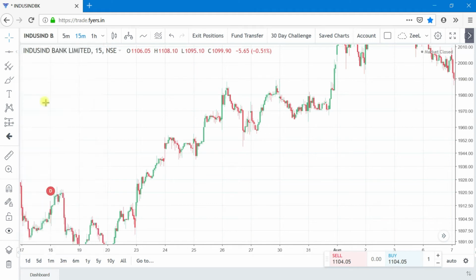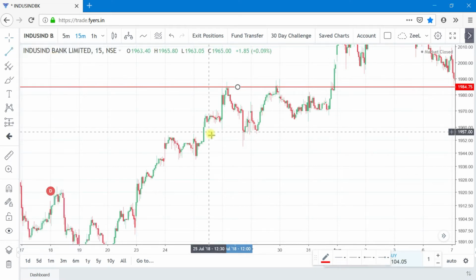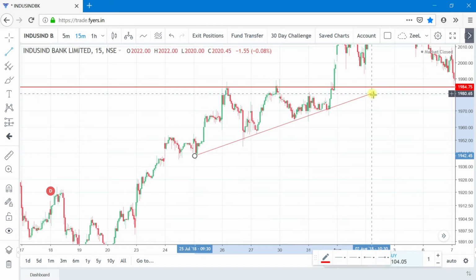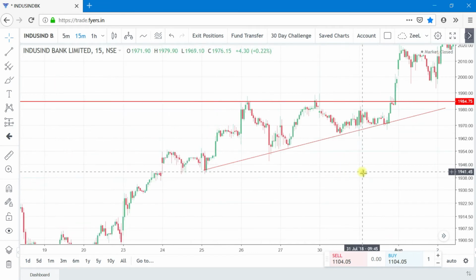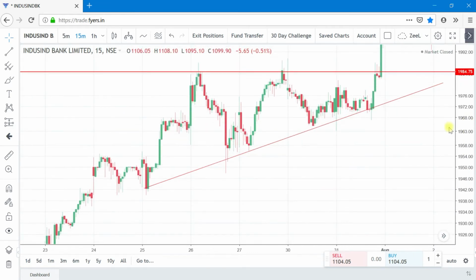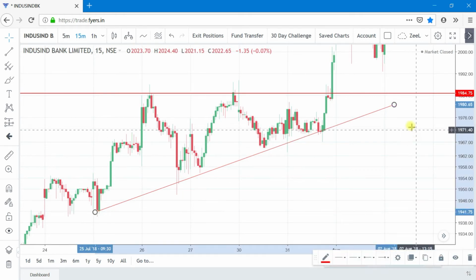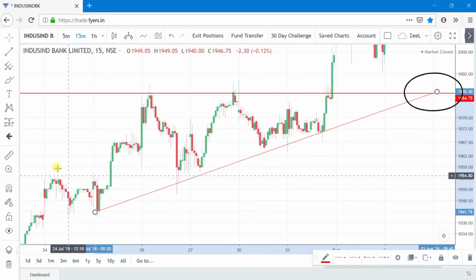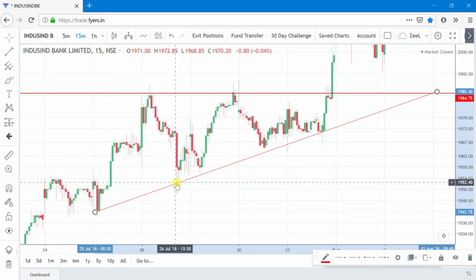See here, there is an ascending channel. This is the horizontal resistance which we have discussed about. This is the ascending diagonal line. See here, both lines have 3 touches and this is a proper uptrend. So we can predict that this is an uptrend continuation pattern and can wait for the breakout from the above line. Now let's join these two lines. This is the apex, right?